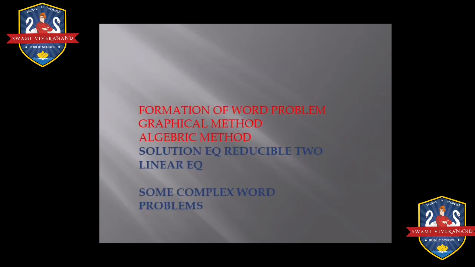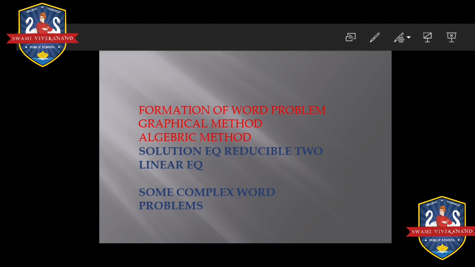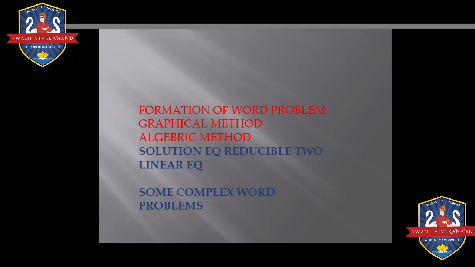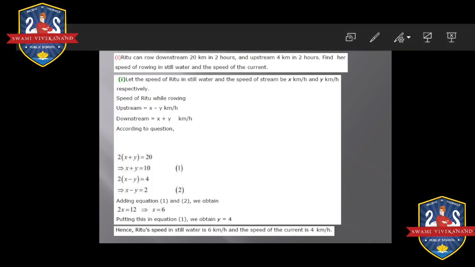Probably this is the last lecture in which we will learn about some complex problems related to a pair of linear equations in two variables. Up till now, we learned how we can change a word problem into a pair of linear equations. We know how we can solve a pair of linear equations graphically and algebraically. After that, we learned how we can reduce an equation to a linear form. Today we will learn how we can solve a complex word problem. So let's move further. This is our first question.